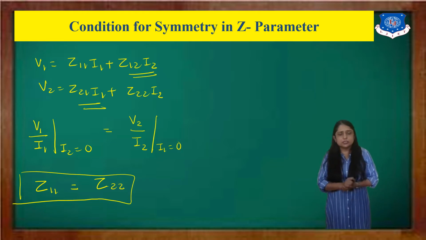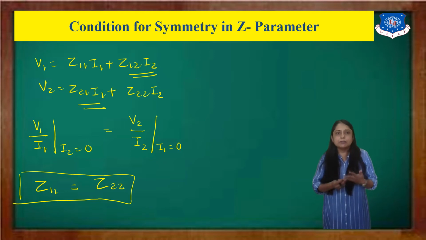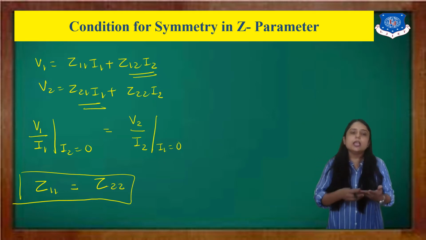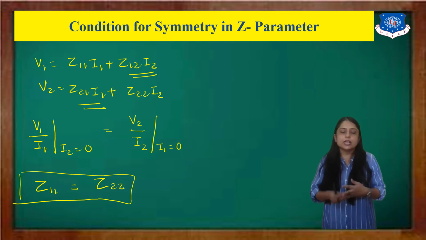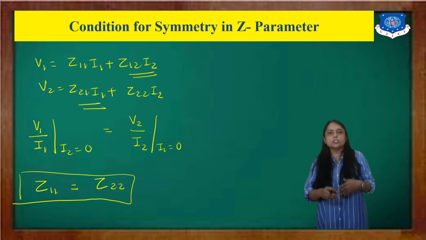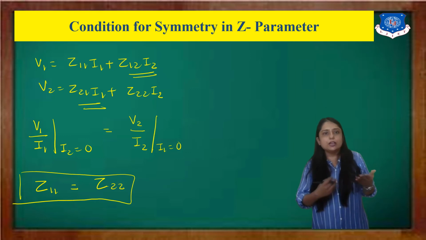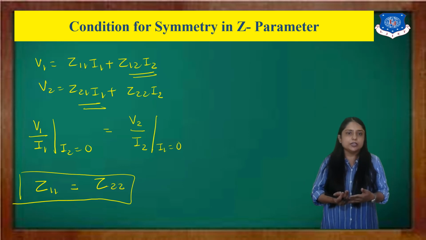So I just hope this is clear. In each and every parameter, what will we do? First of all, we will write the two equations. Then we will find the parameter values, like in this case, we have written the equations and found Z11, Z12, Z21 and Z22. And then we will derive the condition for the reciprocal network and symmetrical network. The procedure remains the same in each and every parameter, just your two equations change. Here my equations are in terms of V1 and V2, but in Y parameter, these equations will change. They will become in terms of I1 and I2.